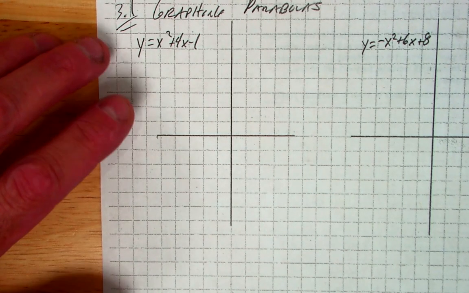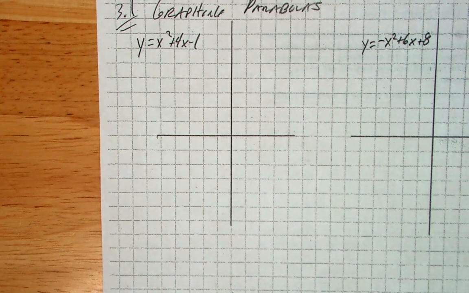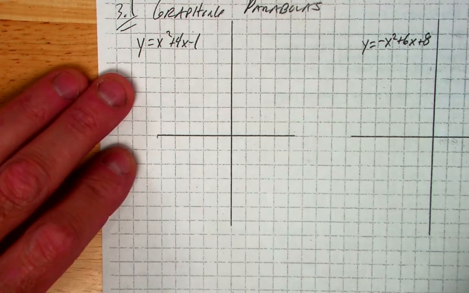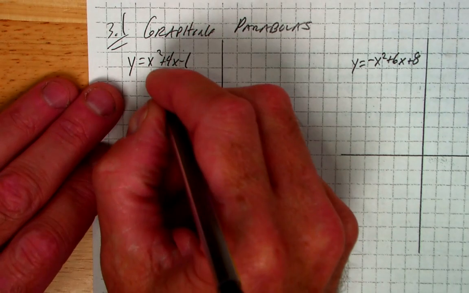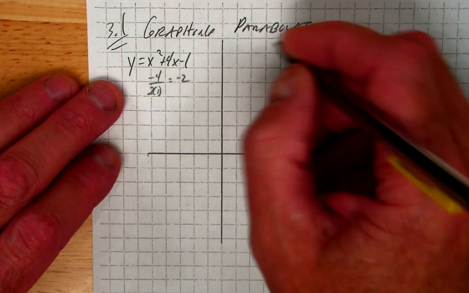Here, for interest, if I would have x equals something with y squared, it would open to the side. Kind of an interesting little deal, but we don't talk about that in this particular class. So here we go. Let's find the vertex. Opposite of b over 2a equals negative 2.